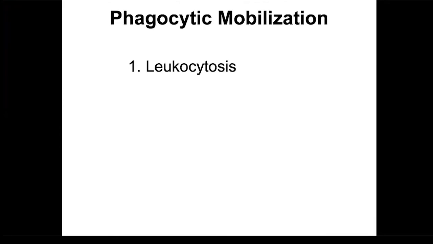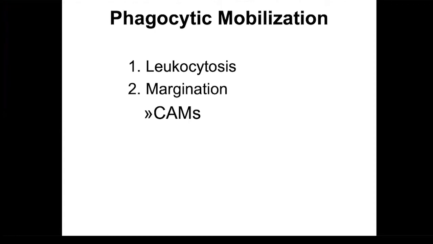Let's look at phagocytic mobilization, getting the phagocytes to the area. It begins with leukocytosis, elevated white blood cell levels in the blood. This is due to increased leukopoiesis at the red bone marrow. The second step in mobilization is margination. Margination involves stopping the leukocytes at the site where they need to leave the blood vessel. This will involve proteins called cell adhesion molecules, or CAMs.